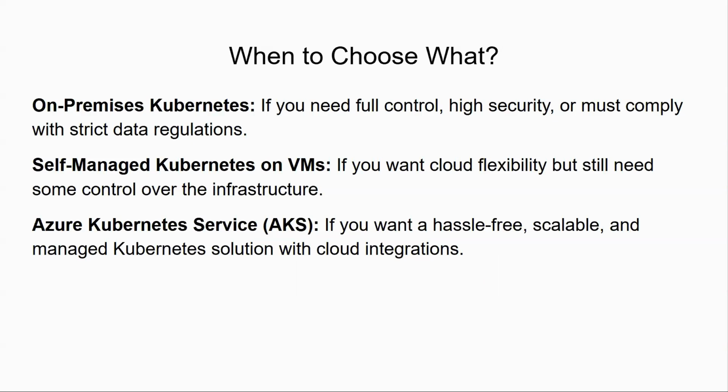On-premises: if you need full control, high security, or must comply with strict data regulations, use on-premises. Self-managed Kubernetes: if you want cloud flexibility but still need some control over your infrastructure, then you can use self-managed Kubernetes. If you want a hassle-free, scalable, and managed Kubernetes solution with cloud integrations, you can go with AKS. So this is a very simple comparison. You can just watch this video, and it will be easy to explain or learn about the different Kubernetes services.